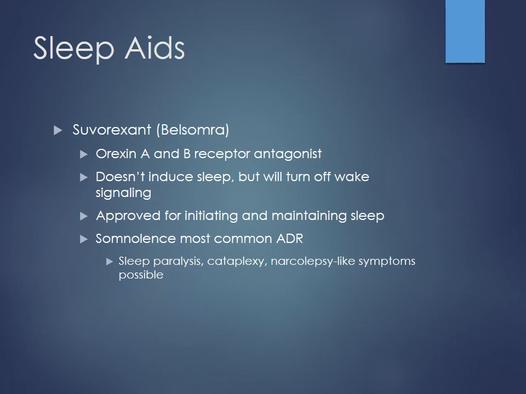And then looking at adverse drug reactions, you're going to find that somnolence is going to be a big common one across most of these. But some of the other interesting ones with this drug in particular, things like sleep paralysis. Sounds fun, right? Nope. Cataplexy, narcolepsy-like symptoms are possible. So again, this is probably a drug to use as more like a second and third line type agent if they've failed other things first, but is one you may see used out there.